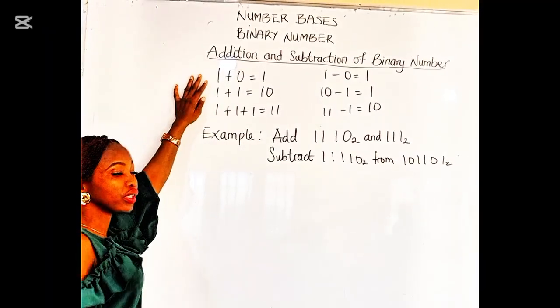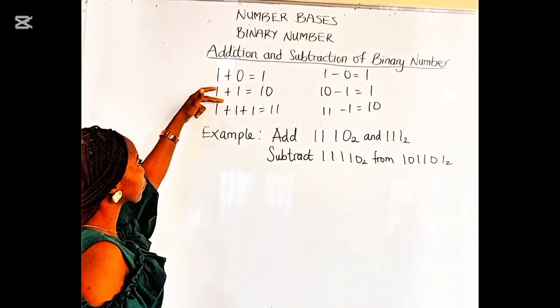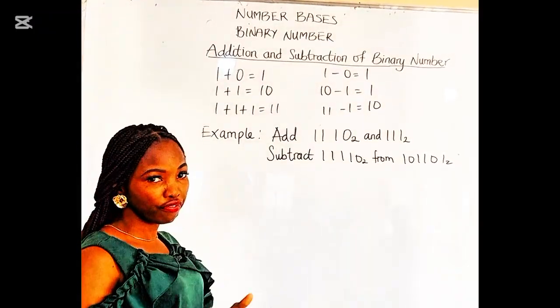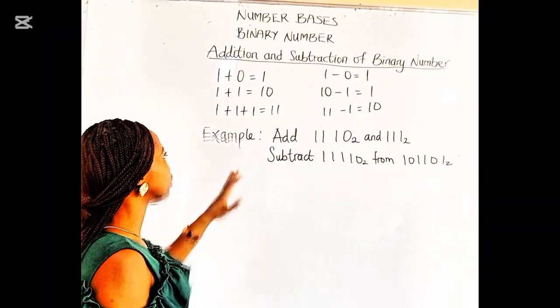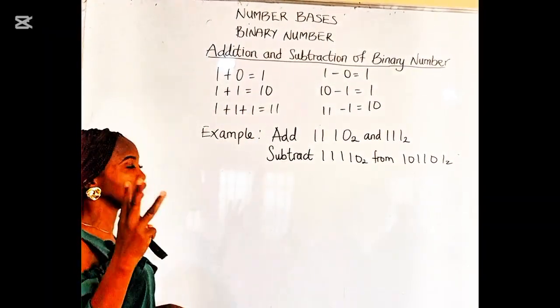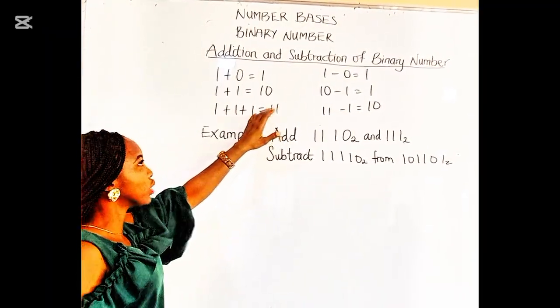Looking at what we have here, in binary numbers, 1 plus 0 is equal to 1. 1 plus 1 is equal to 10. 1 plus 1 is 2, and when you convert 2 to binary, you have it as 10. 1 plus 1 plus 1 is actually 3. When you convert it to binary, it is 11.